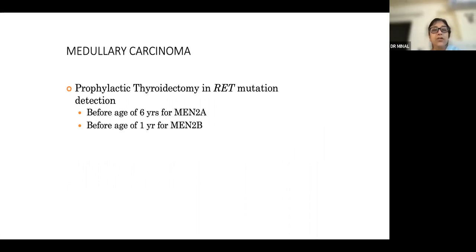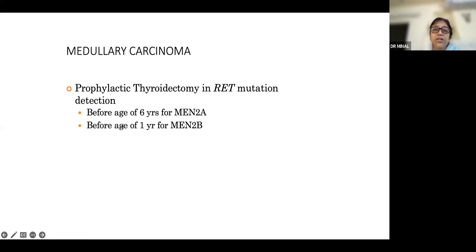Now the medullary carcinoma, prophylactic thyroidectomy if a RET mutation is detected. So we go for RET studies in all first degree relatives, and if you find RET positive before 6 years of age for MEN2A, you go for thyroidectomy. Though in the case I am discussing, the mother came at around 55, 60, and both the sons were in their 25s and 30s. So it was quite late, but there was no feature of MTC still. So we did a total thyroidectomy.